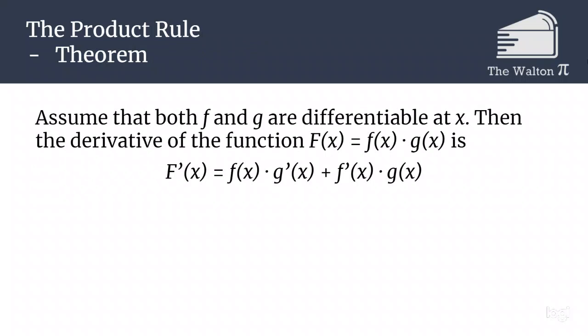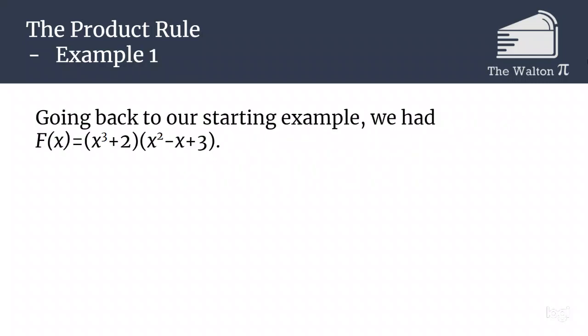So the product rule says the following. If big F is equal to little f times little g, where both of those are functions, then big F prime is going to be the first function times the derivative of the second, plus the derivative of the first function times the second function. So if it's f times g, the derivative is going to be f times g prime plus f prime times g. So let's do an example. Go ahead and pause the video and try and do this one on your own.